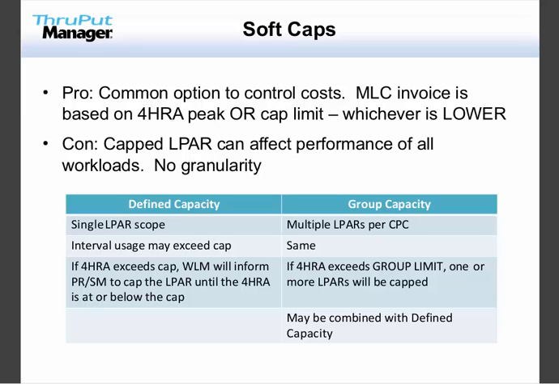The other option is group capacity, or LPAR groups, as they're often referred to. That allows you to set a single limit for a group of LPARs on the same machine, and again, the same rules apply. If your 4-hour rolling average exceeds that group limit, then the LPAR or LPARs would be capped, and this can affect the performance of all your workloads. My point there about granularity is that the entire LPAR is capped by PRISM. You don't have any direct control over which applications would be impacted by the soft capping.